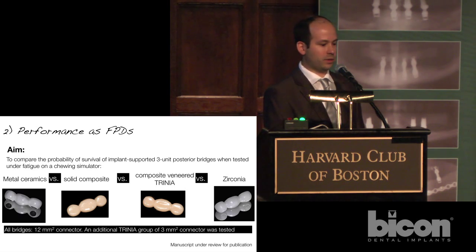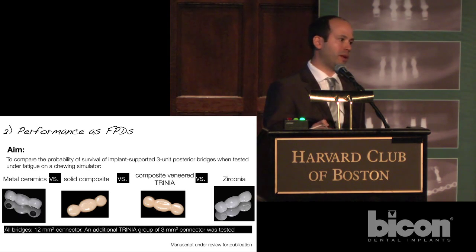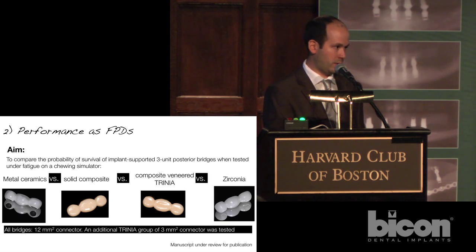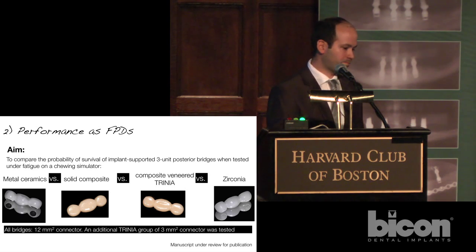And additionally to that, and I know this sounds like heresy, but we did it, we evaluated a Trinia framework with a 3 square millimeter connector area. That means 3 millimeters height by 1 millimeter width, in addition to this group. So there are 5 groups here.